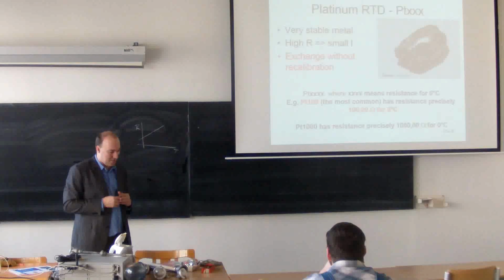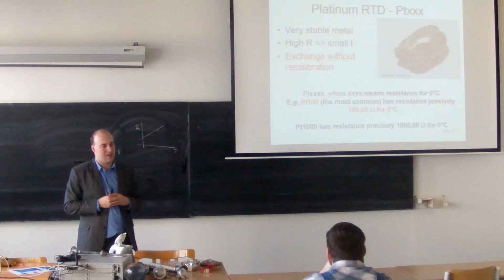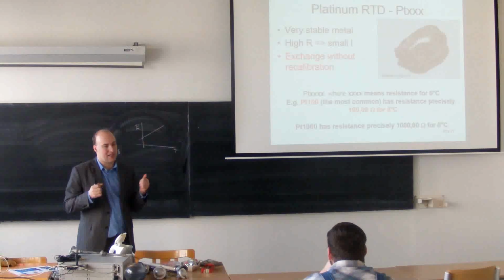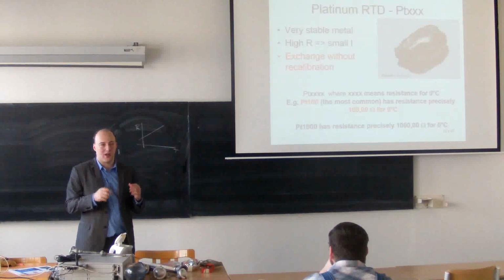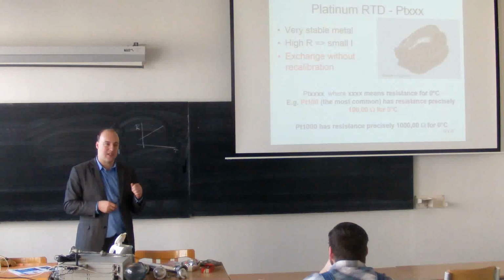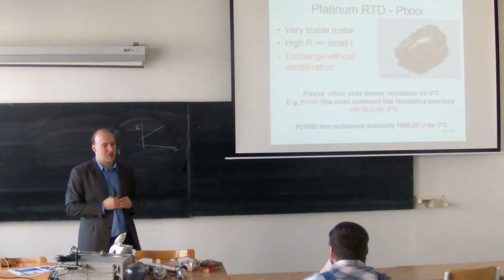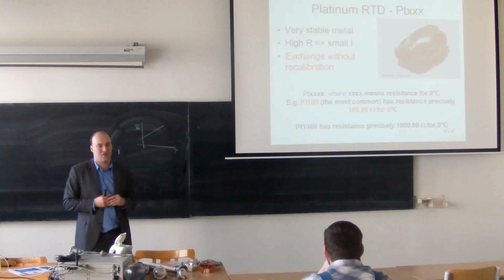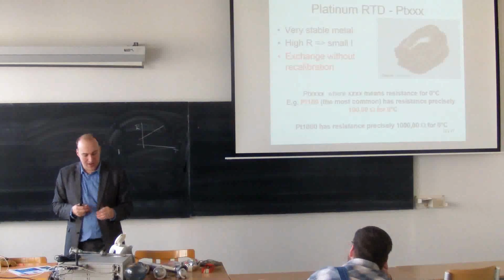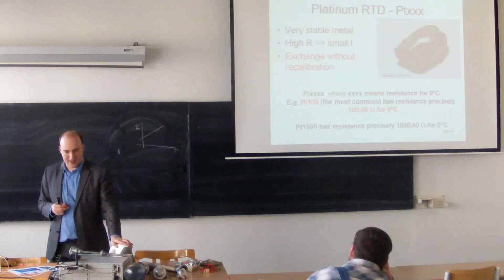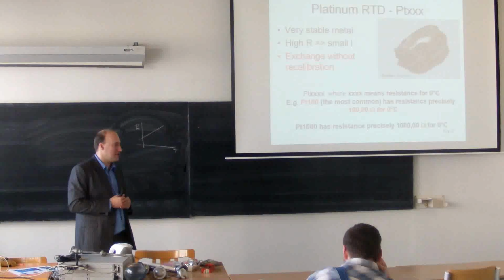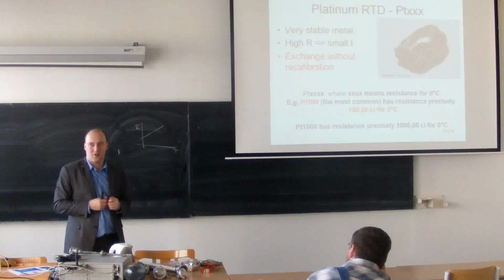And probably the biggest advantage of platinum sensors is that they do not require any additional calibration. I can take a temperature sensor, called a PT100, and replace the sensor in my application without recalibrating everything. The disadvantage of platinum sensors is that they are really expensive. But if you are able to buy a platinum sensor, that is the best solution for many applications.